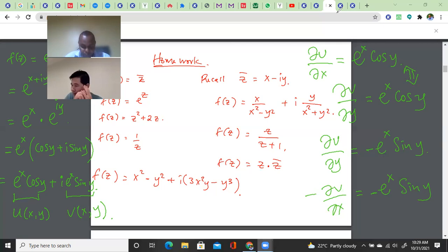Also, we can use our Cauchy-Riemann equation to find it, and that's it.